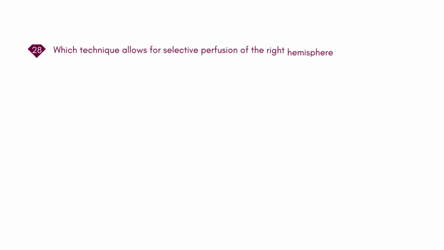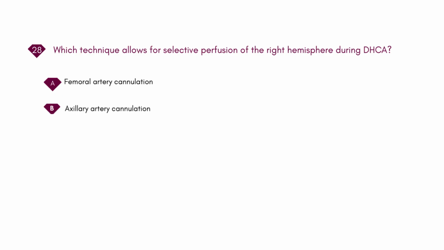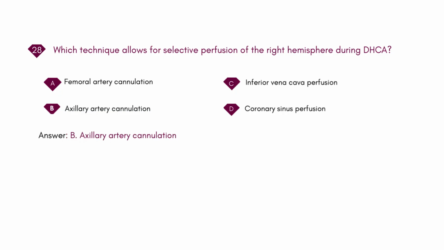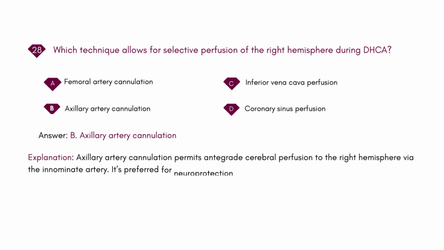Which technique allows for selective perfusion of the right hemisphere during DHCA? A. Femoral artery cannulation. B. Axillary artery cannulation. C. Inferior vena cava perfusion. D. Coronary sinus perfusion. Answer: B. Axillary artery cannulation. Explanation: axillary artery cannulation permits antegrade cerebral perfusion to the right hemisphere via the innominate artery. It's preferred for neuroprotection during aortic arch surgeries with DHCA.